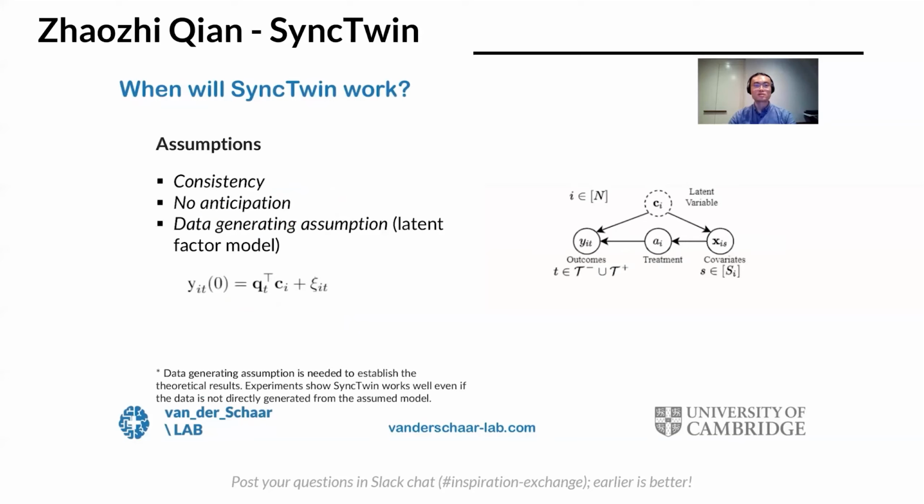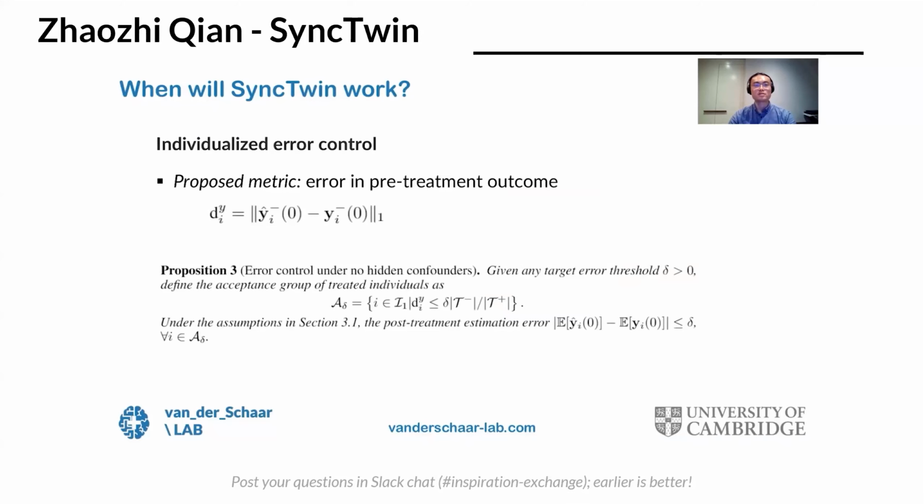SyncTwin relies on the standard assumptions in causal inference, including consistency and no anticipation. We also assume that outcomes are generated by a latent factor model, as shown in this equation. The factor model assumption is not too restrictive in practice because the latent factors can relate to the covariates in a complex and nonlinear way. We show formally that under these assumptions, the error in pretreatment outcomes, dy, can be used to bound the error on counterfactual outcomes. This provides a way to control the error on the individual level and has the benefits discussed before.